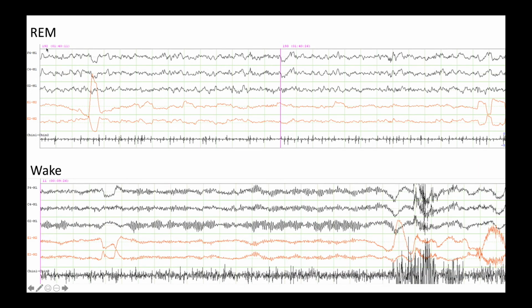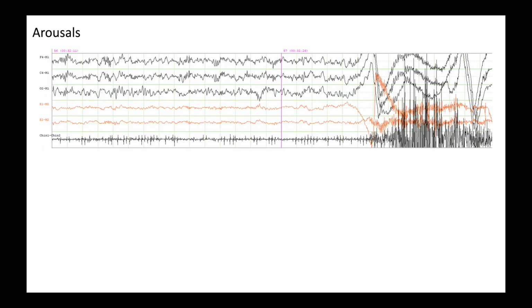You can see this is epoch 192, and this is epoch 11 right here. And there's much more activity in the chin tone here, a lot more alpha. You can have alpha in REM, but this is a lot of alpha. This is overall a faster frequency than you're seeing in REM, and there's theta waves here. So this is a REM epoch with low chin tone. This is a wakefulness epoch with higher chin tone, and in both cases you can have these rapid eye movements.